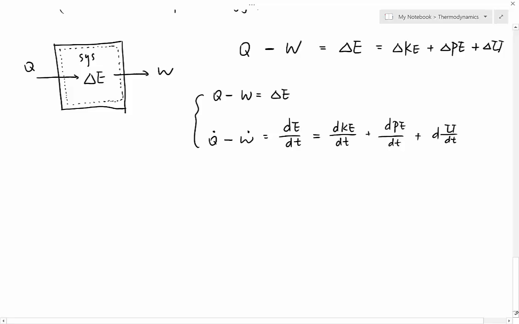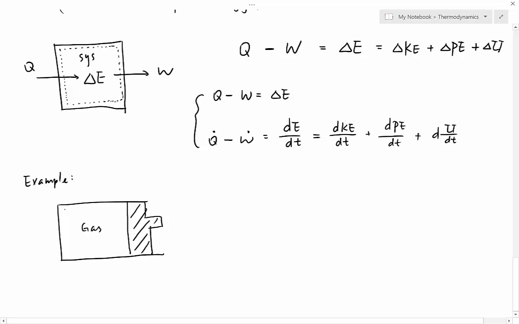Okay, to help you understand this first law for a closed system, we're going to do one example right now. So we have a piston cylinder assembly. This is the piston, and what's inside is the gas. Then I draw the dash line so people know everything inside the dash line is my system. In this case, my system is the gas.